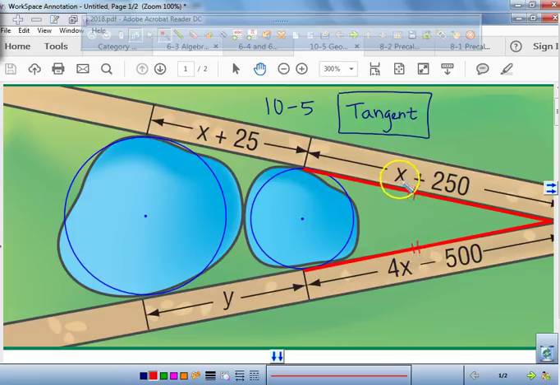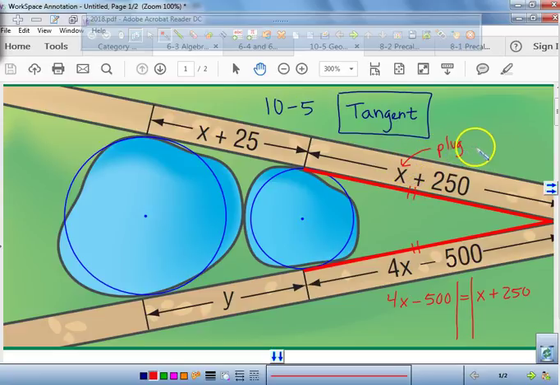Does everybody see how X plus 250 is going to equal this 4X minus 500? Like this path is going to be the same as this path. So what we do is we set them equal to each other. We say 4x minus 500 is going to equal the other path, which is x plus 250. And now what do I expect you to do as a high school student? Solve for x.